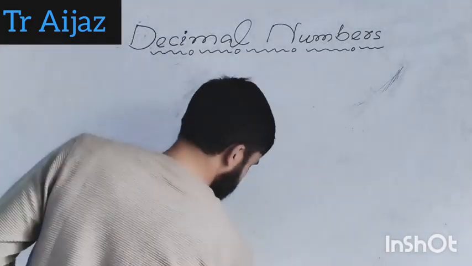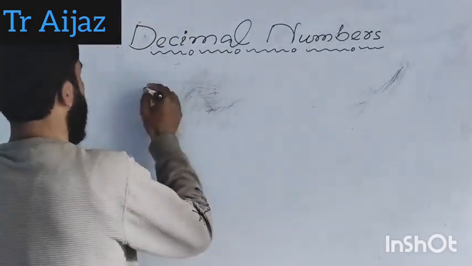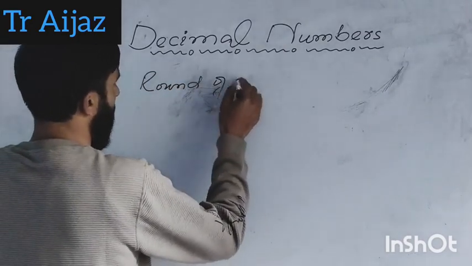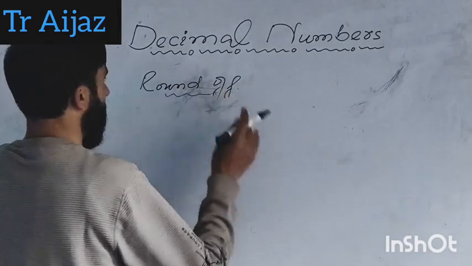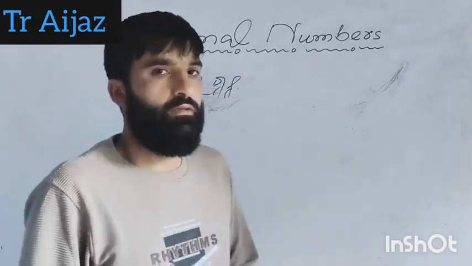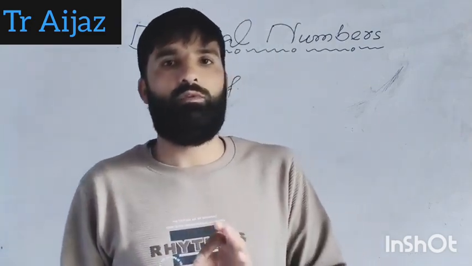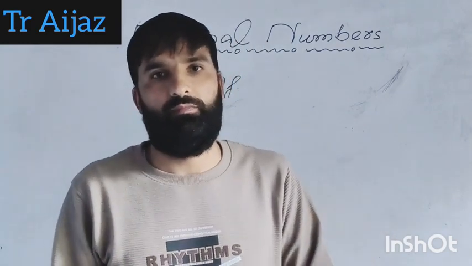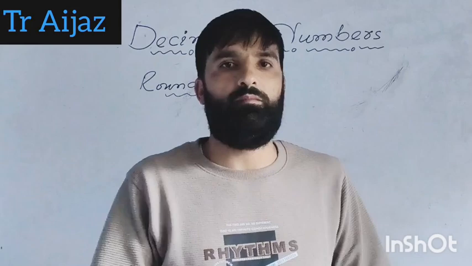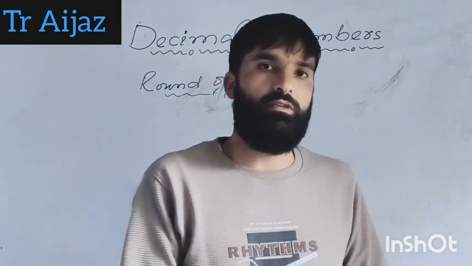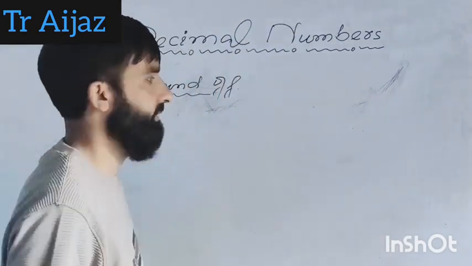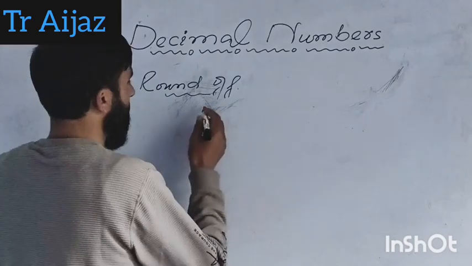One more thing, that is how to round off decimal numbers. Sometimes we are asked to write the answer up to 2 decimal places, up to 3 decimal places, up to 1 decimal place. So at that time we round off the numbers at those places. And what is the procedure or method of rounding off these places? Let us learn.